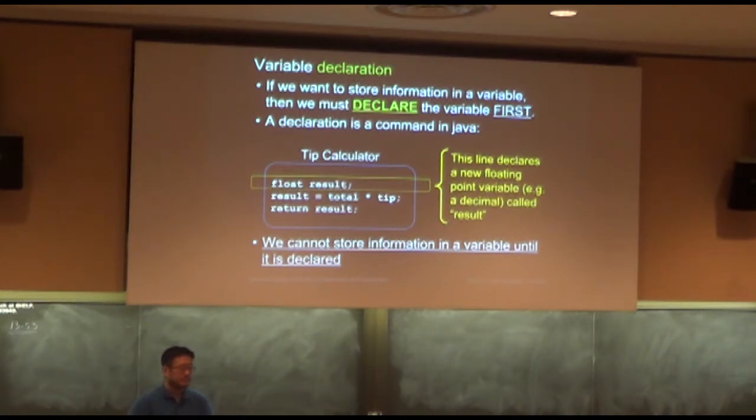So even if you were saying like int result equals blah blah blah, you still have to do the float beforehand to declare it, or does int declare that? Well, for numbers you would use float or int. In this case, float is a floating point number. Int is short for integer. And there are other types that we'll learn about also.